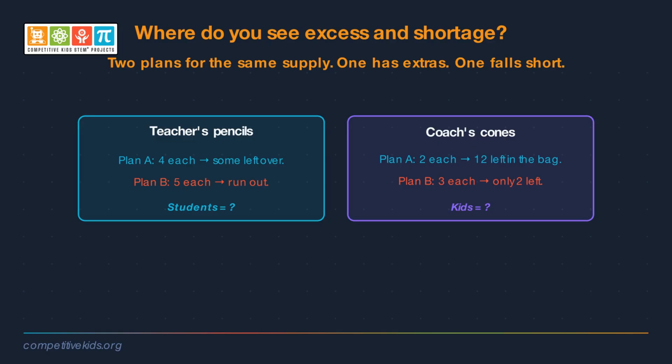Or this, a coach hands out cones at practice. Giving 2 cones per kid leaves 12 cones in the bag. Giving 3 cones per kid leaves only 2. How many kids? Every one of these problems shares the same shape. 1 supply, 2 plans. One plan has leftover. The other plan runs short.